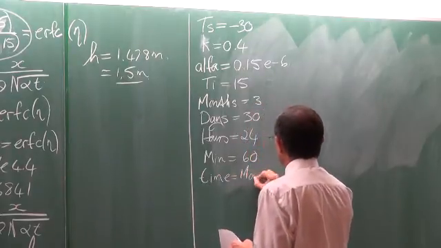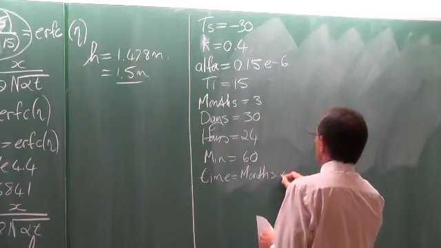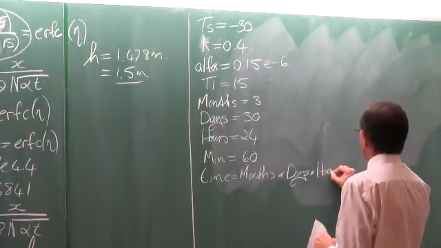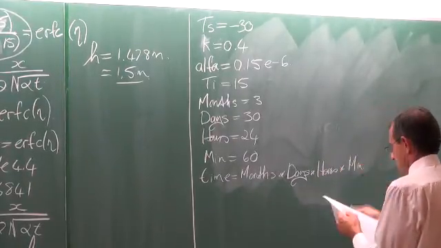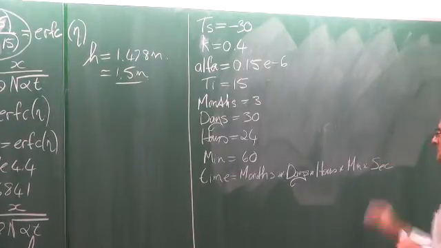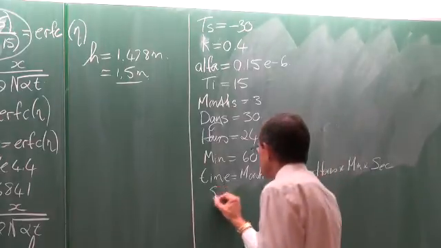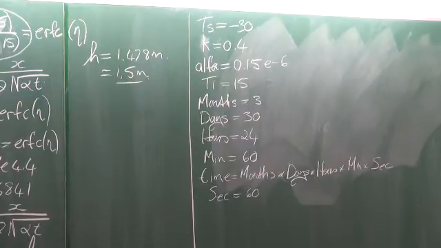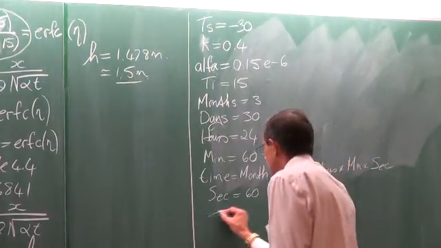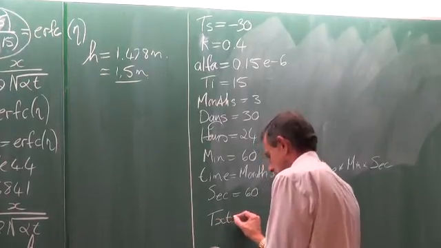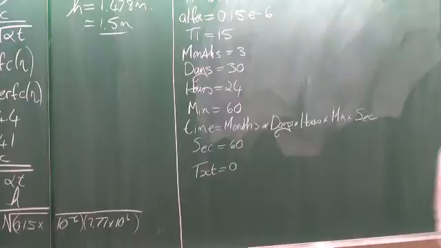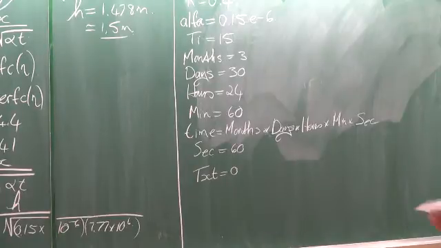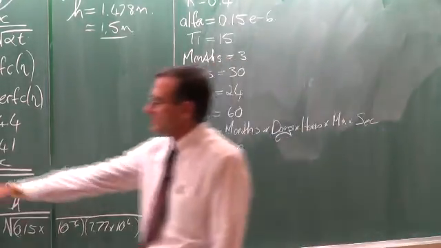So the time would then be equal to the months multiplied by the days, multiplied by the hours, multiplied by the minutes, multiplied by the seconds. I forgot about the seconds. Let me put in seconds here. It's equal to 60. And the temperature of the tube is 0, the temperature xt. That is what I've decided to use, temperature xt. And then I want to calculate eta.